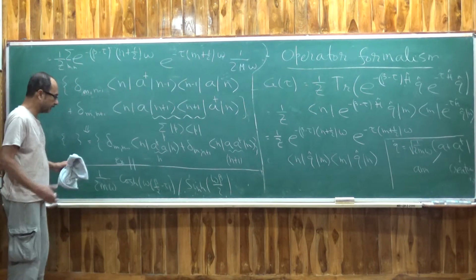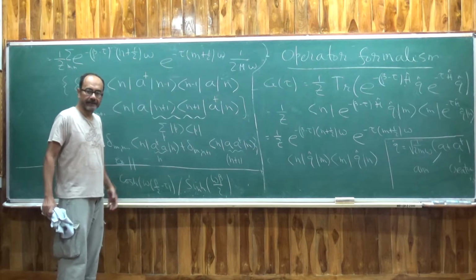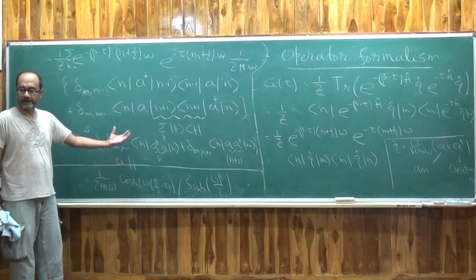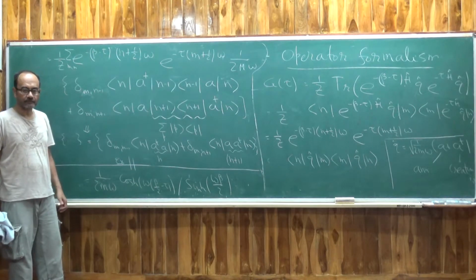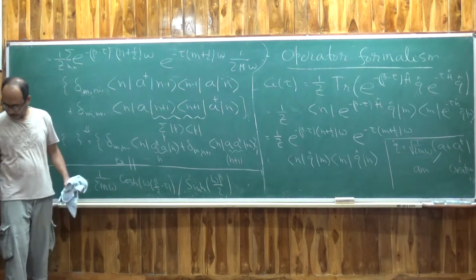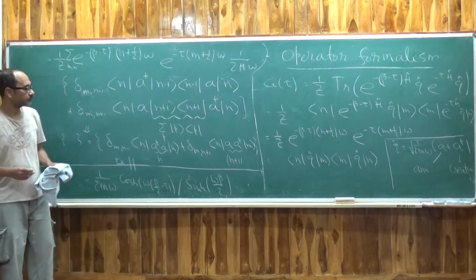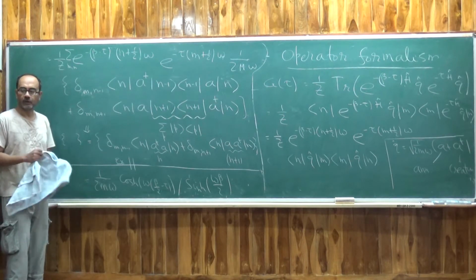Okay, so this basically shows that the Euclidean method or the path integral method does give the same correlation function as you would have gotten by standard canonical formulas. Okay, are there questions?